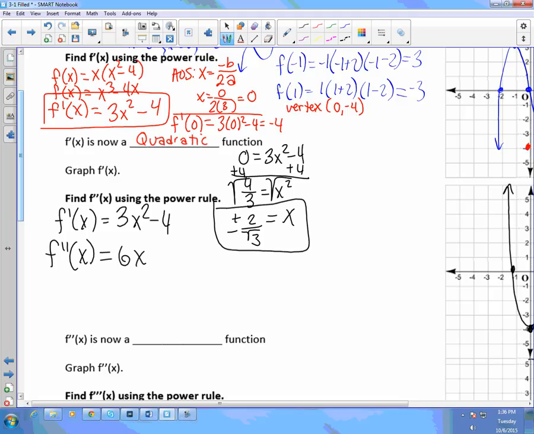Zero. Good. So it's now what type of function? Linear, as I expected. We already talked about that. Each time the power is decreasing, the type of function is changing. And 6x, where does it cross the x-axis? At 0. It has a slope of 6.